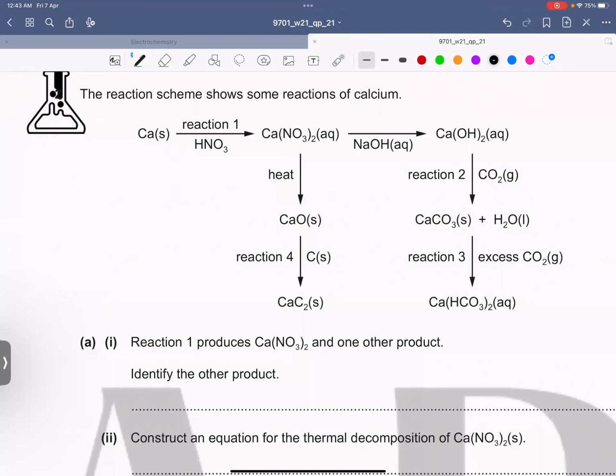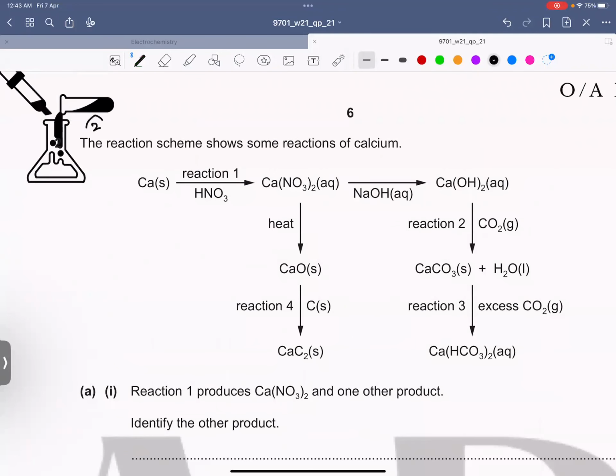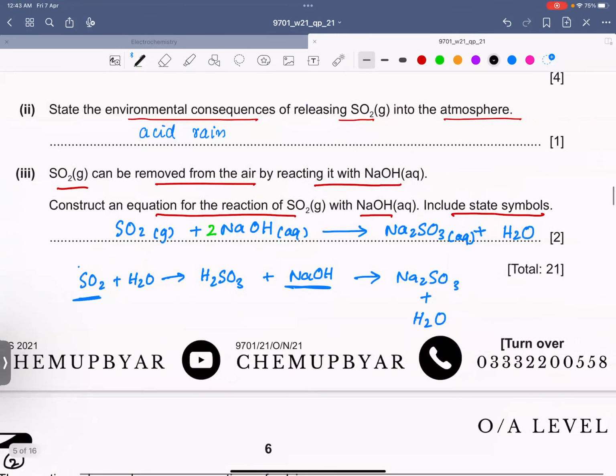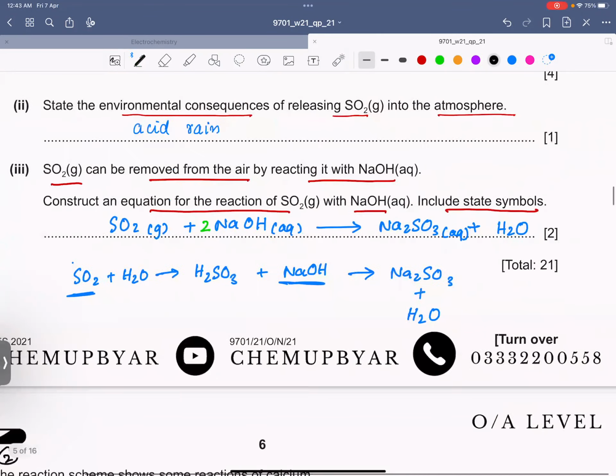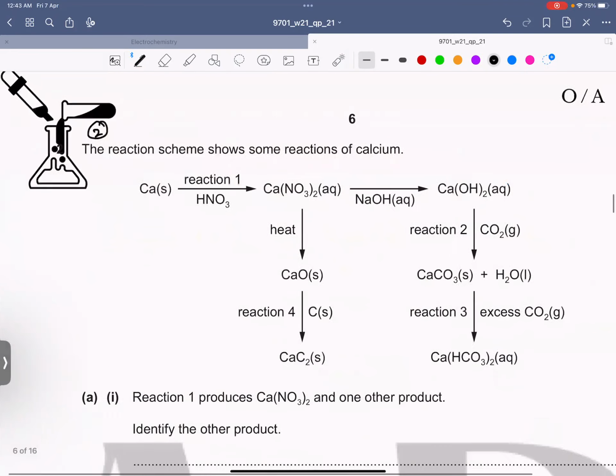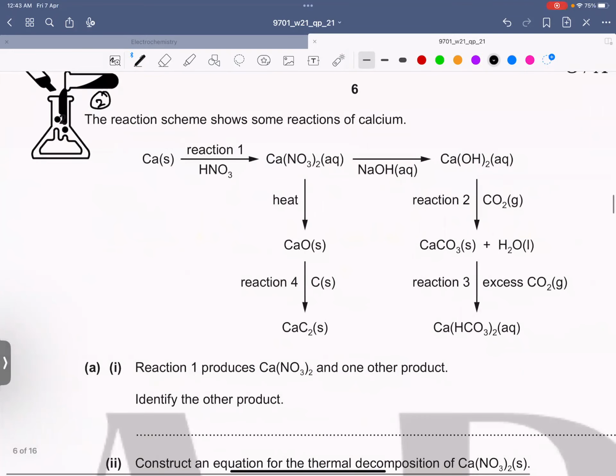Actually, it is question number 2. See, only question number 1 has 21 marks out of 60. So let's do the work over here.